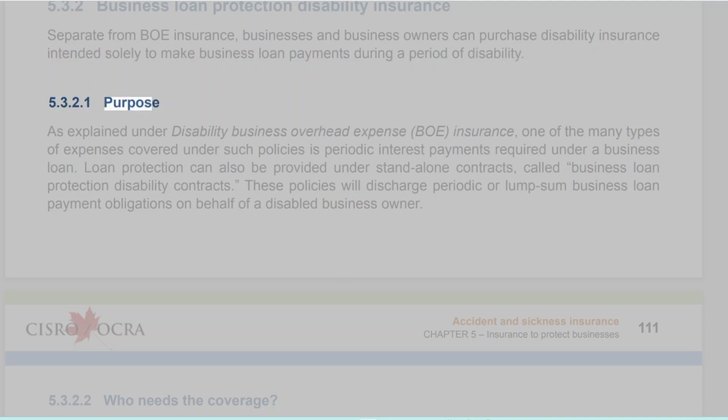5.3.2.1 Purpose. As explained under Disability Business Overhead Expense, BOE insurance, one of the many types of expenses covered under such policies is periodic interest payments required under a business loan. Loan protection can also be provided under standalone contracts, called Business Loan Protection Disability Contracts. These policies will discharge periodic or lump sum business loan payment obligations on behalf of a disabled business owner.